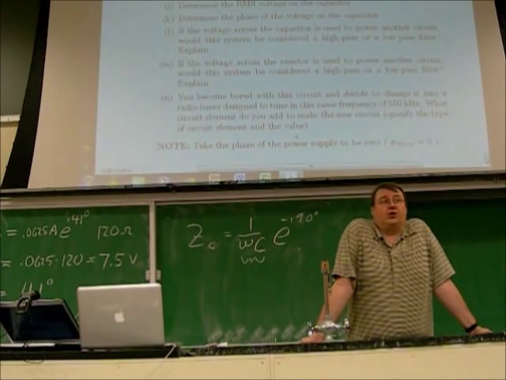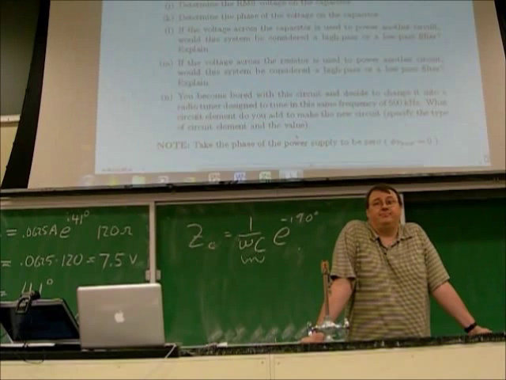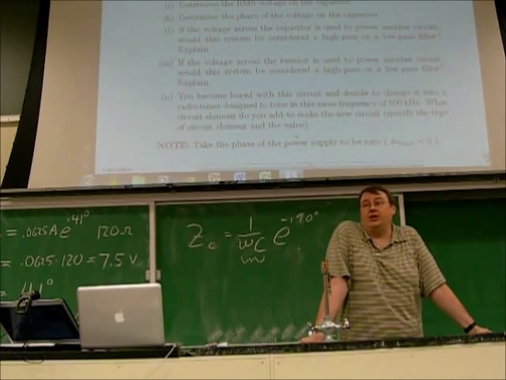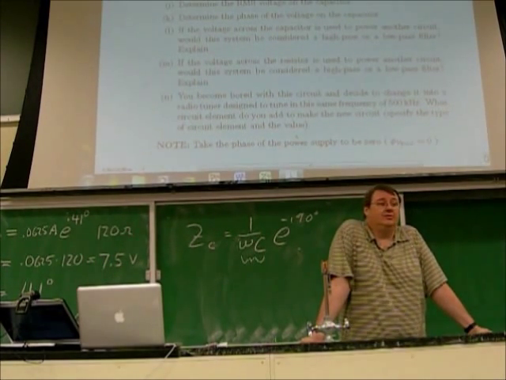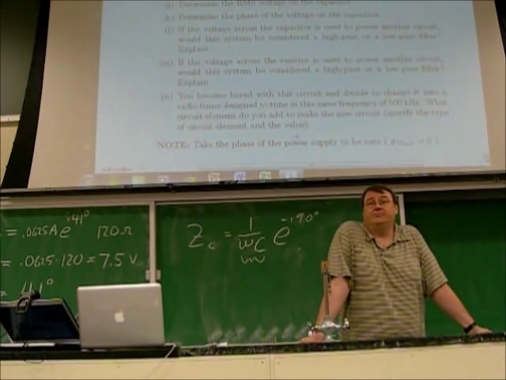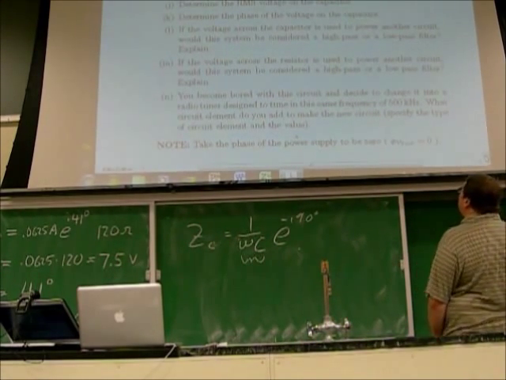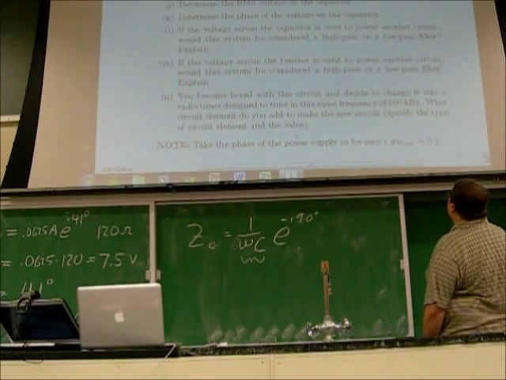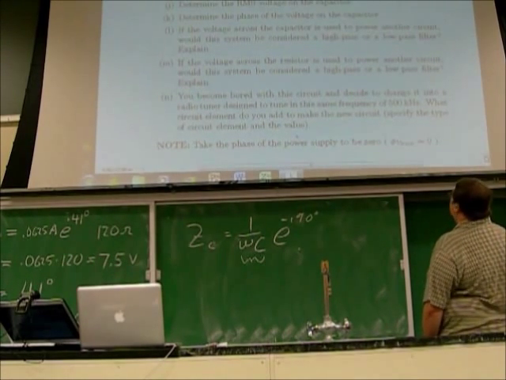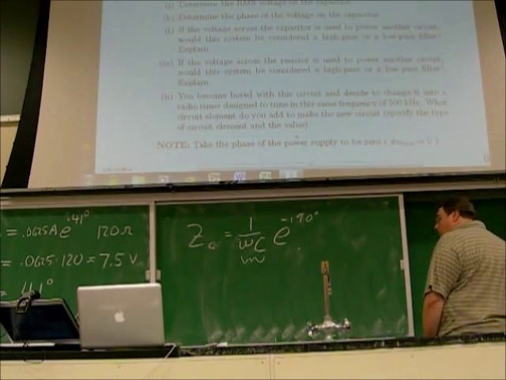if you wire another circuit in parallel with the capacitor, that circuit also gets only the low frequencies. If you wire another circuit in parallel with the resistor, that circuit gets the high frequencies. So let's read the questions and see if we can take the language of the question and map it onto our understanding. If the voltage across the capacitor is used to power another circuit, would this system be considered a high-pass or a low-pass filter? Low pass.